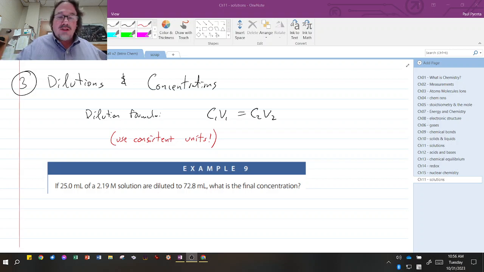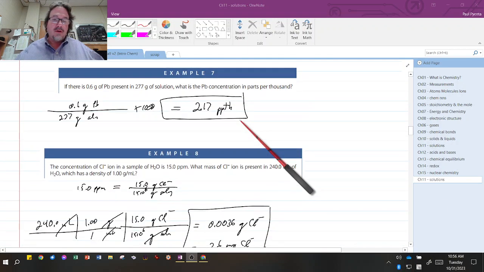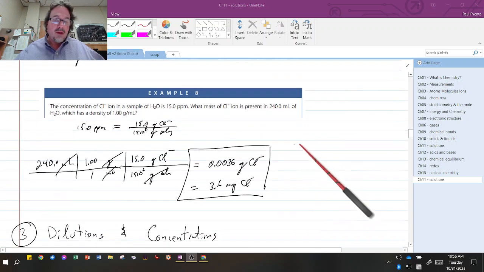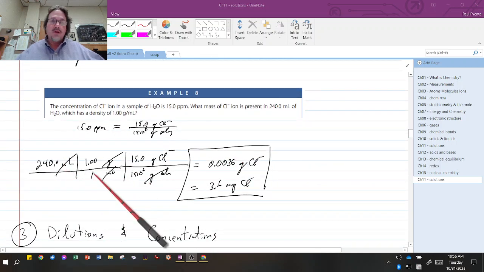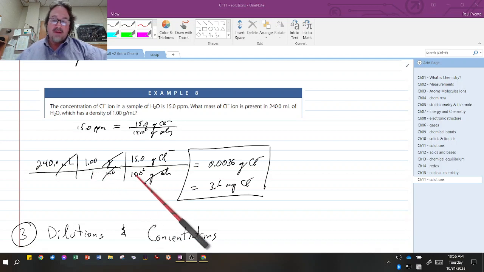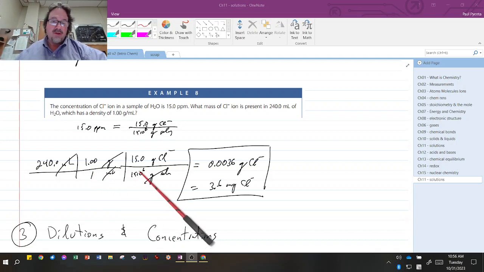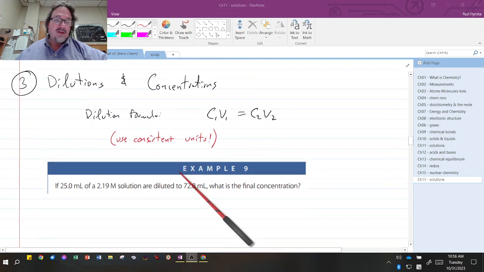Okay, so we're going to get into chapter 11, section 3. Last time we left off doing this example 8 problem, and again we use dimensional analysis as we've always been doing in order to figure out the answer, and we're going to continue to do that. Section 3, dilutions and concentrations.